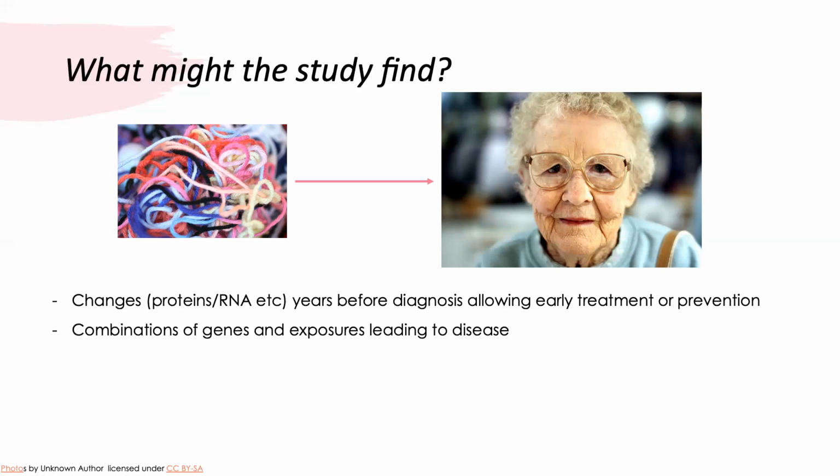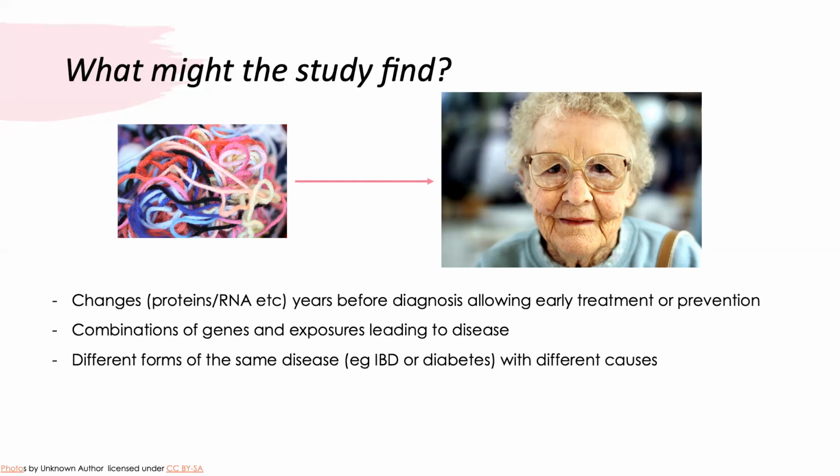We hope that it will give us a lot of information about what combination of genetics and DNA and environmental exposures leads to disease. So why is it that people with particular genetics go on to develop cancer or not, or diabetes or not? And is there a way that we can use that information to prevent more people developing those conditions?